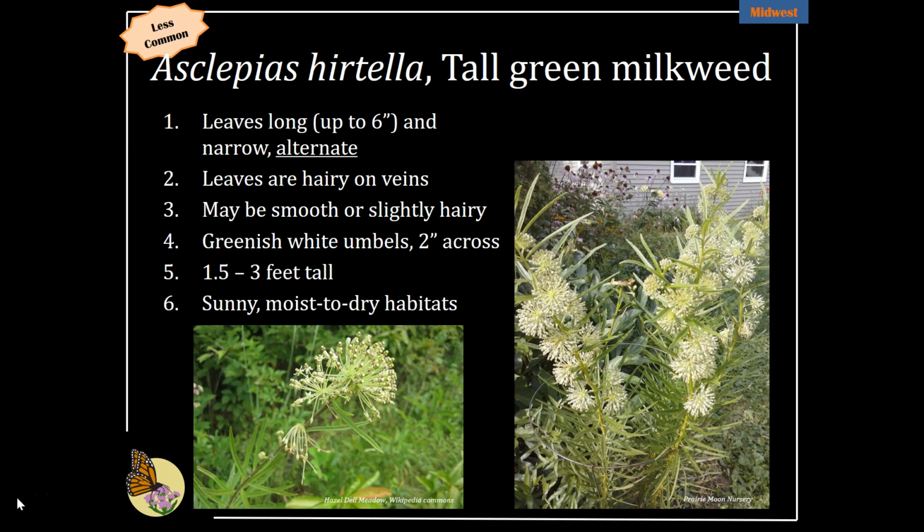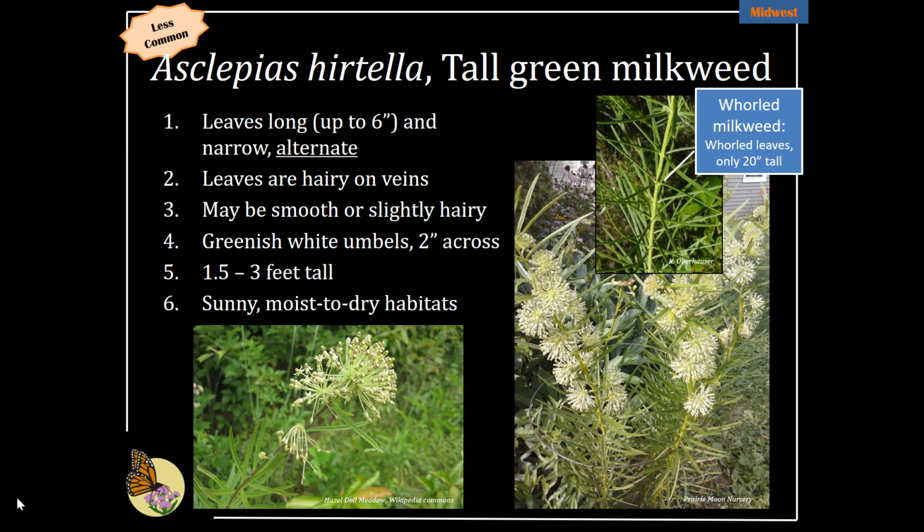It looks a bit like whorled milkweed, but whorled milkweed has leaves in whorls of 3 to 6 around the stem, and it only grows to about 20 inches tall.